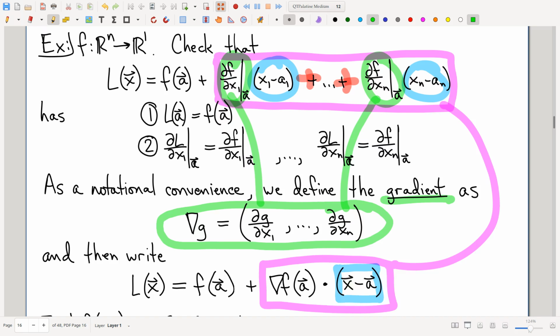With that in mind, all these green factors are literally the coordinates of the gradient of f evaluated at the point A. So, for the moment, this is going to be our motivation for defining the gradient. It's a notational convenience. This definition just allows me to rewrite this big thing as this little thing.